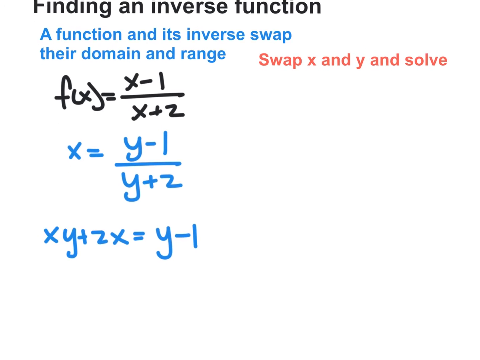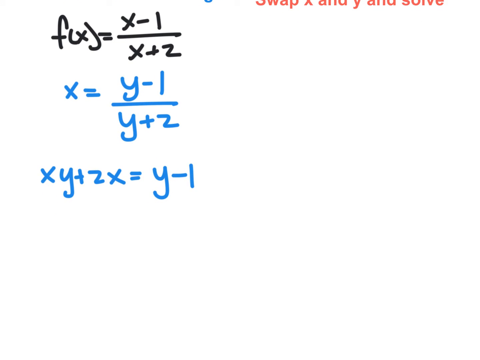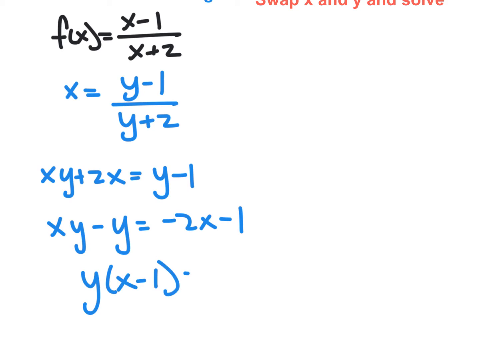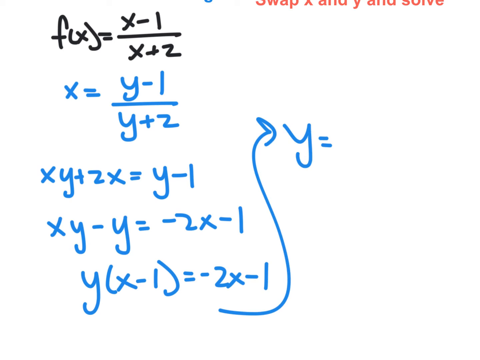Now since I'm solving for y, I'm going to isolate those y terms. So I'm going to get the y's on the same side. xy minus y equals negative 2x minus 1. Here I can pull out a y to get y times (x minus 1) is equal to negative 2x minus 1. And finally, just solve for y. I'll move this up here. y is equal to negative 2x minus 1 over x minus 1.